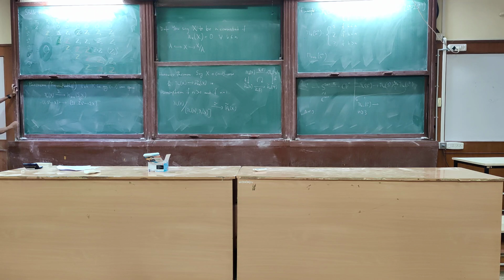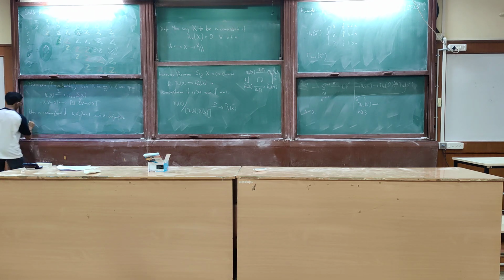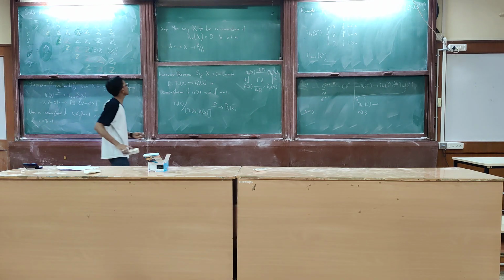What Freudenthal showed was that this is an isomorphism if k is strictly less than 2n minus 1, and it is surjective if k is equal to 2n minus 1, and after that we can't say anything. So using this, what we can now do is the following.